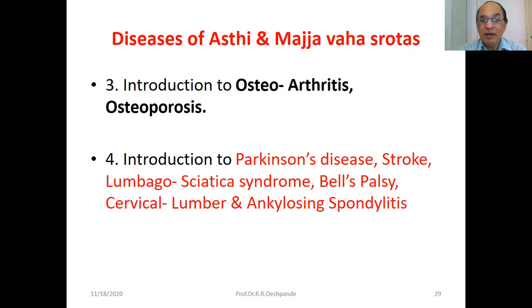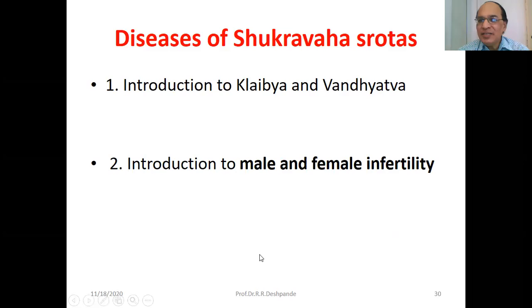Pakshaghat, lumbago, sciatica syndrome, Bell's palsy, facial palsy. Cervical spondylitis, lumbar spondylitis. The last stage is stiff ankylosing spondylitis. Diseases of Shukravasrotas, male and female reproductive system. Klaibya and Vandhyatva. Vandhyatva is male and female infertility. Klaibya is impotency, the ED problem, erectile dysfunction.